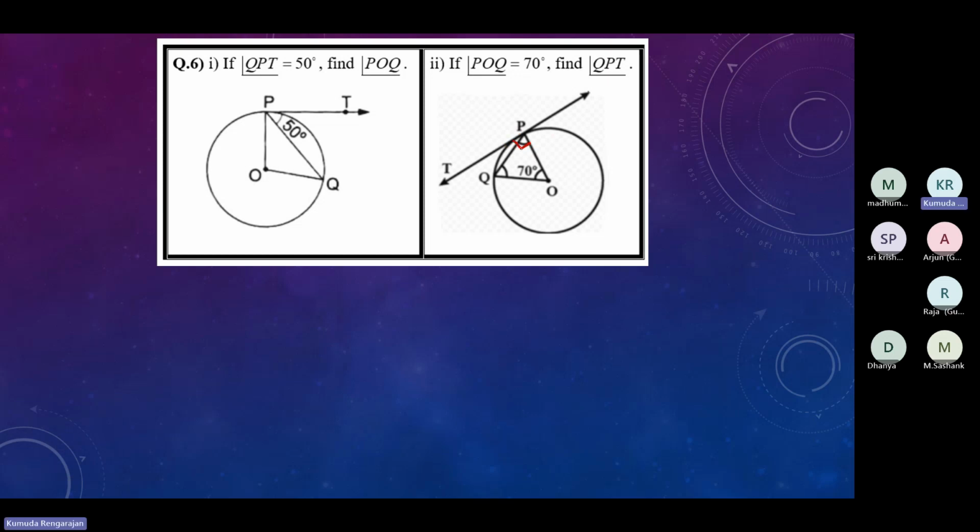This one is 90, this full angle. TPO is 90. Radius tangent perpendicular. But this we just found is 55. So 90 minus 55 is this angle, 35. QPT is 35.